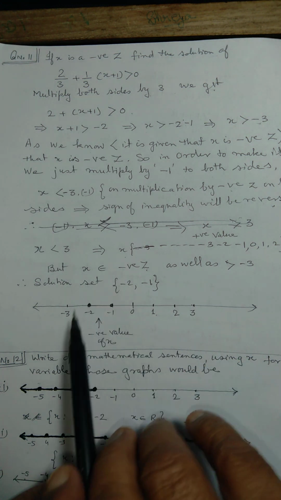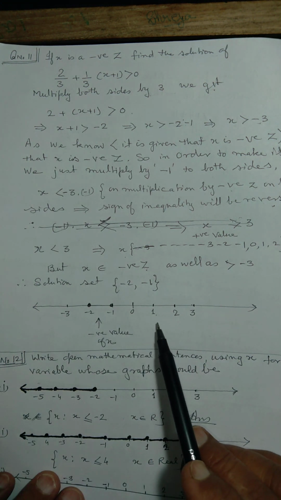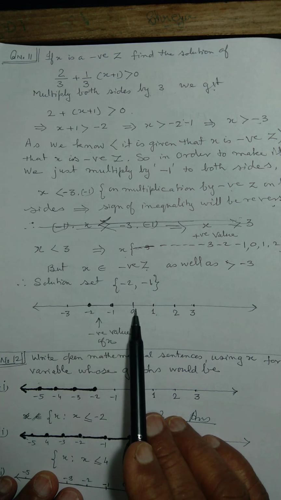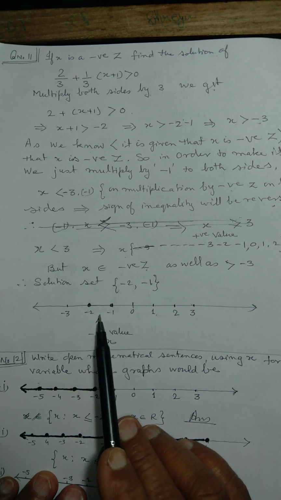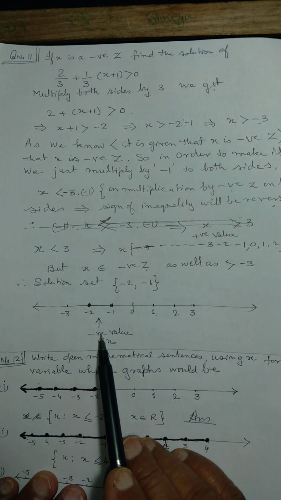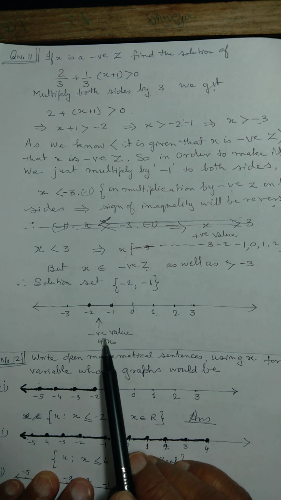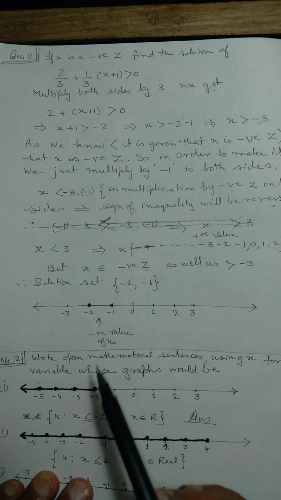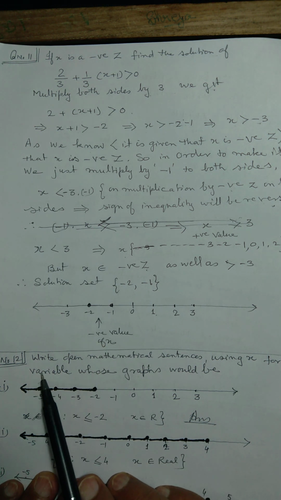Again I have shown it on the number line. You see, minus 3, minus 2, minus 1, 0. So the negative integers will come here. Negative values of x. Now proceed to question number 12.